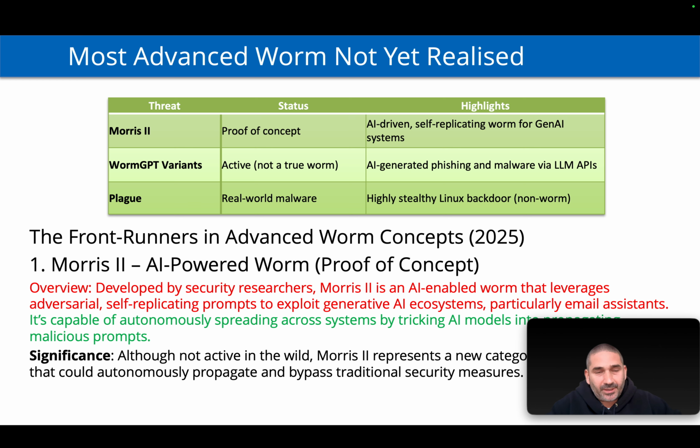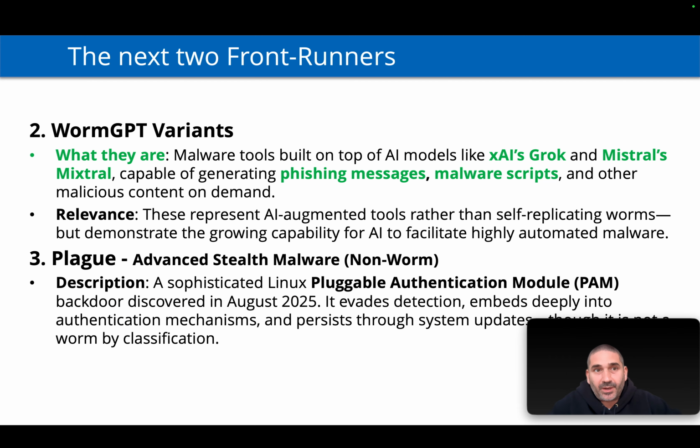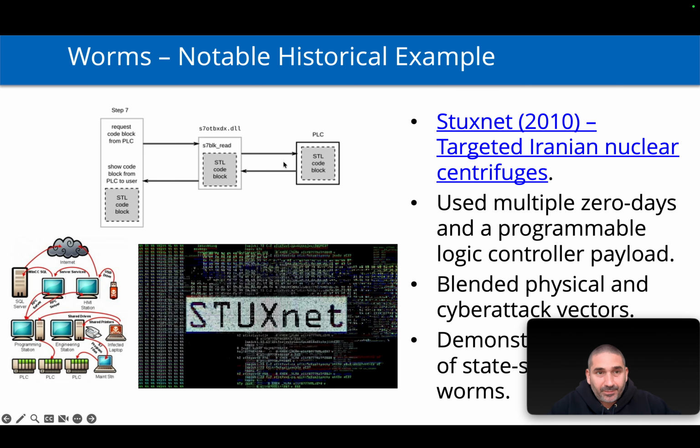Here I have an explanation and a definition of the threat from the new forms of malware that are emerging. The status is either proof of concept, or it's active, or it's real world malware. So that is just the table of the status and highlights of the malware. The front runner in advanced worm concepts in 2025 is Morris 2, which is at proof of concept stage. And then we have the WormGPT variants and plague, which we discussed.